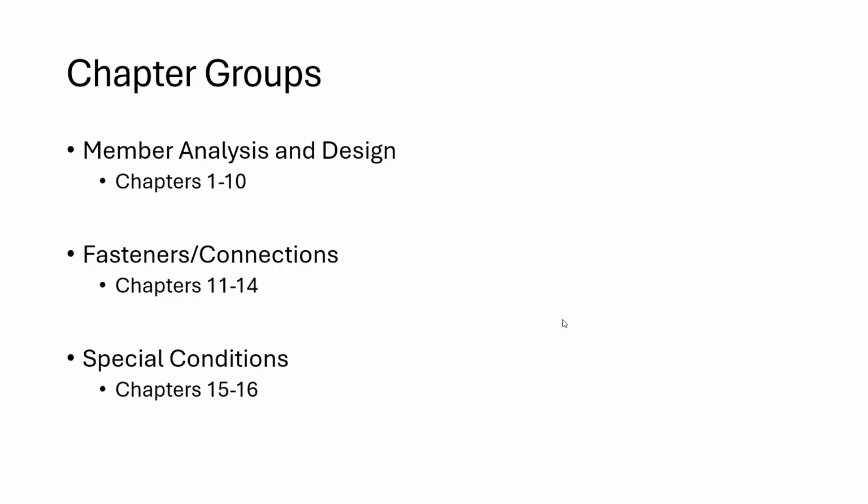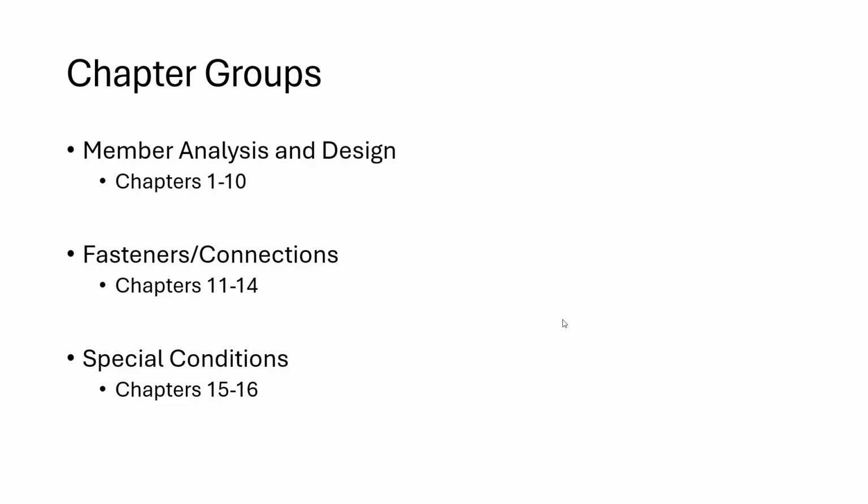Chapters 11 through 14 are going to be your fasteners and connections. This is anywhere from screws and nails to certain shear plate or truss connectors. And then Chapters 15 and 16 I labeled as special conditions. This is because you're not really going to see a lot of this, at least I haven't, in graduate coursework. And I will say a lot of the wood design or wood analysis courses, while there might be a couple at a particular university as an elective, most of the time it's going to be a graduate level course.